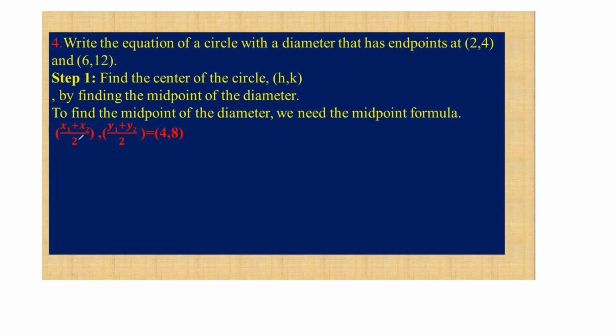(x1 plus x2) over 2 is the first coordinate, which is 2 plus 6 over 2, giving 4, and 4 plus 12, the second coordinate, over 2 gives 8. This is the center of the circle.